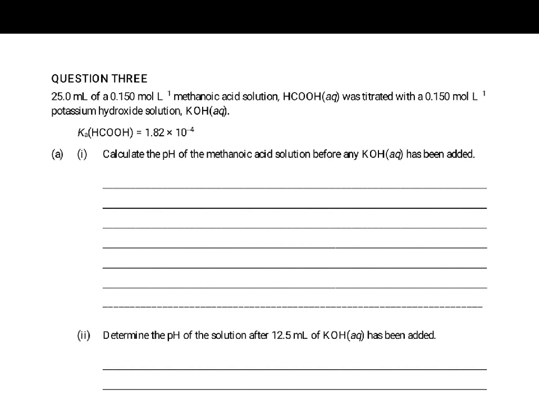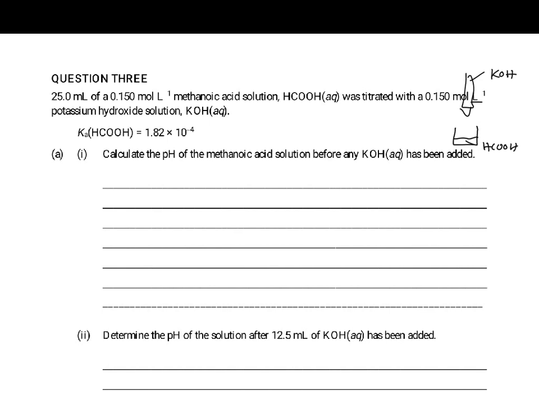Right, question 3. 25 mils of 0.15 mol per litre methanoic acid is titrated against potassium hydroxide. So you've got a little container of methanoic acid, and then you've got your burette, which is full of potassium hydroxide. So, part 1, calculate the pH of methanoic acid before any KOH is added. So, we're just trying to calculate the pH of this liquid in here.